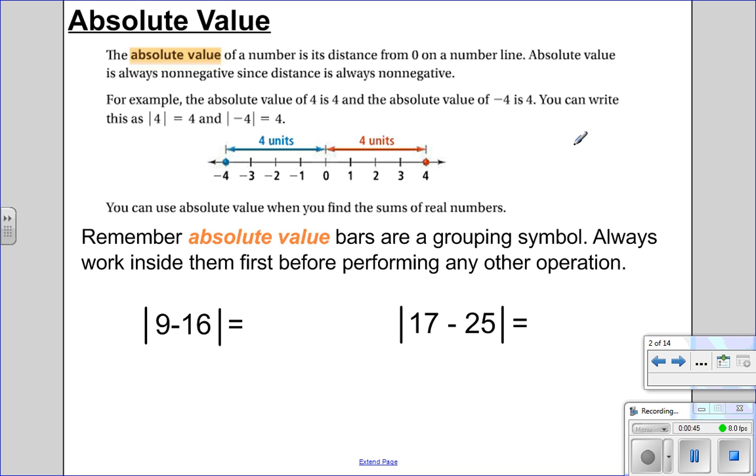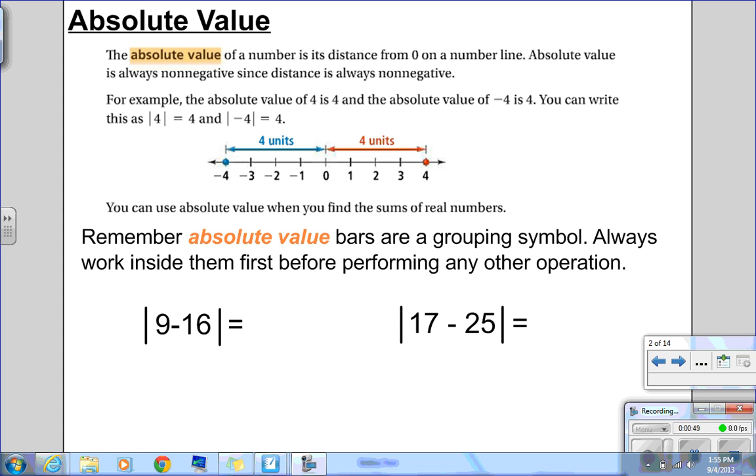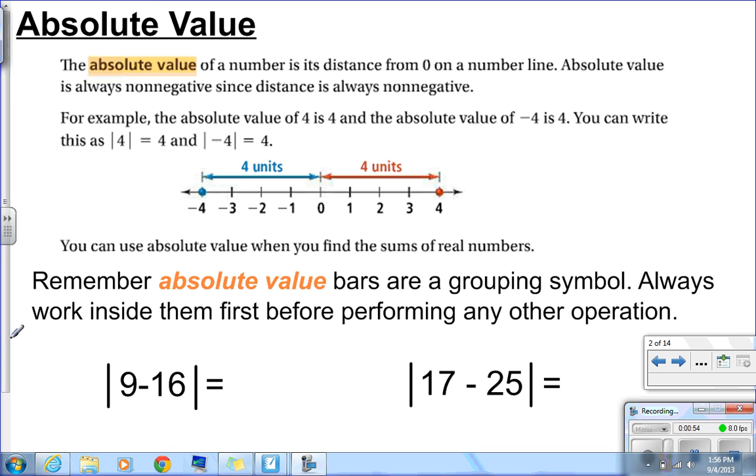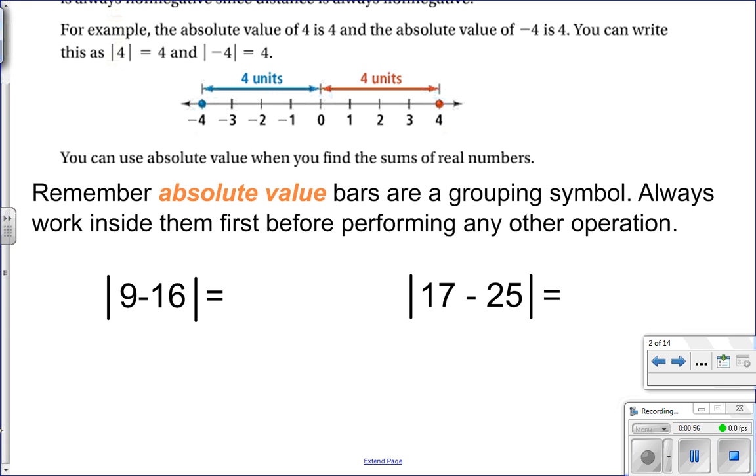So, right here, I have 9 minus 16. So, I do 9 minus 16 first because it's in the parentheses. So 9 minus 16 is -7. So now I have to take the absolute value of -7. Remember, absolute value is always positive, whether you're taking the absolute value of a negative number or a positive number. So the absolute value of -7 is +7.